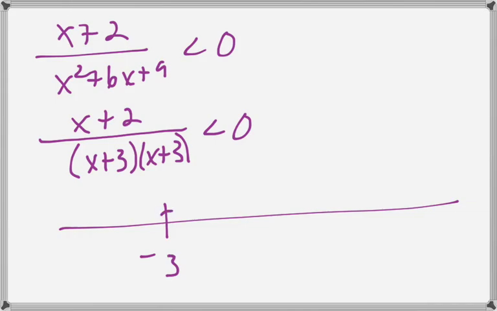It will not be a solution because if we plug it in, we don't even get a number. And then the only number that makes the numerator 0 is negative 2. And this will not be a solution in this case because if we substitute in, we get 0 less than 0, which is not true.